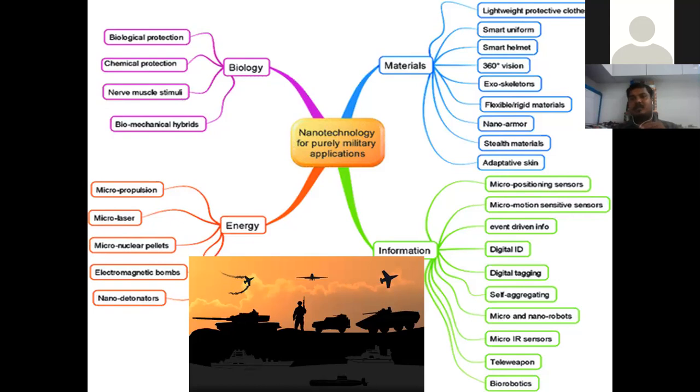Just for example, cars, buses, lorries, they developed those vehicles for the military people only. After that only, they get commercialized for public purpose. Like that, we want to develop nanotechnology-based material for security, that is, for the military people.